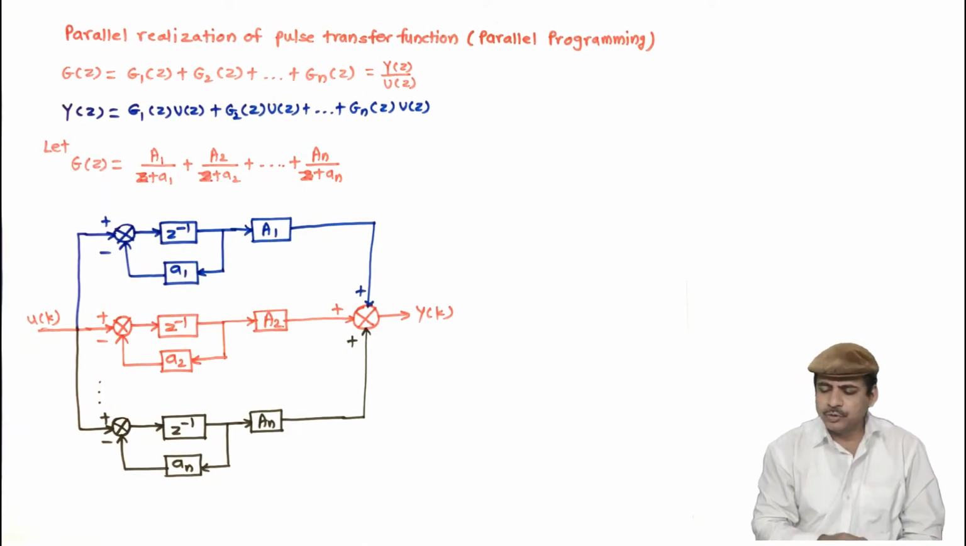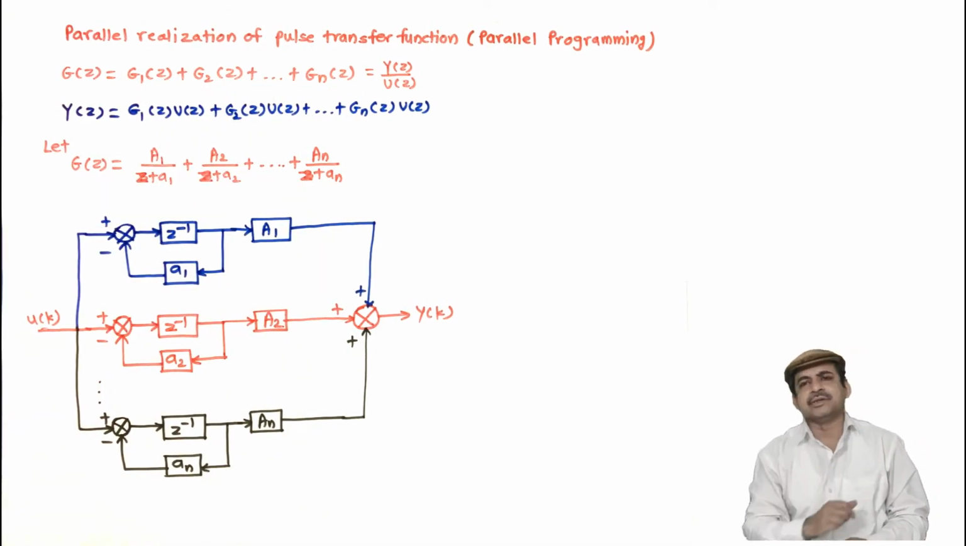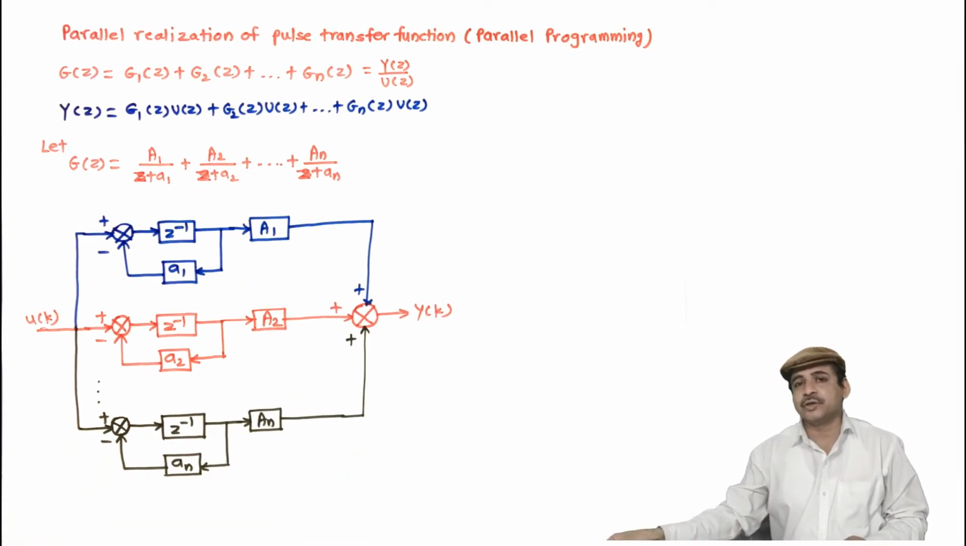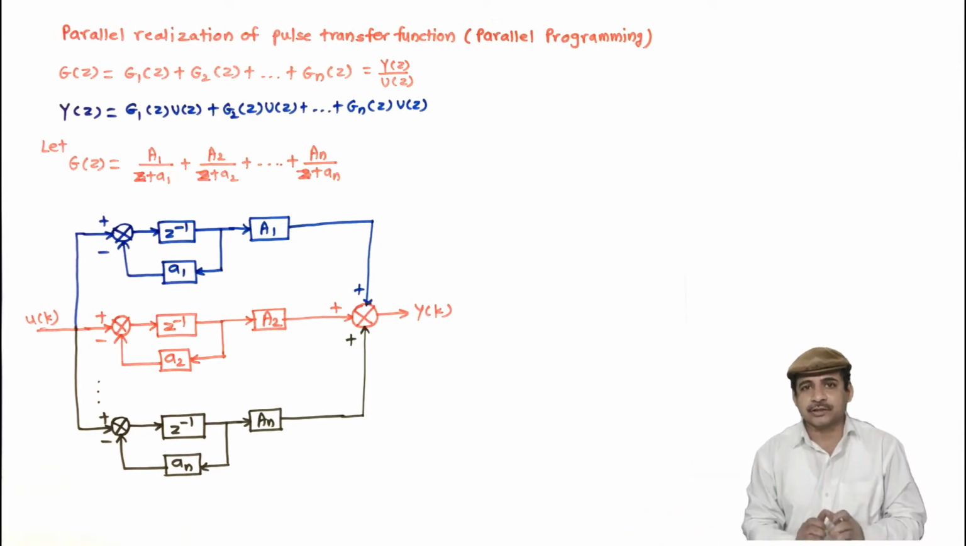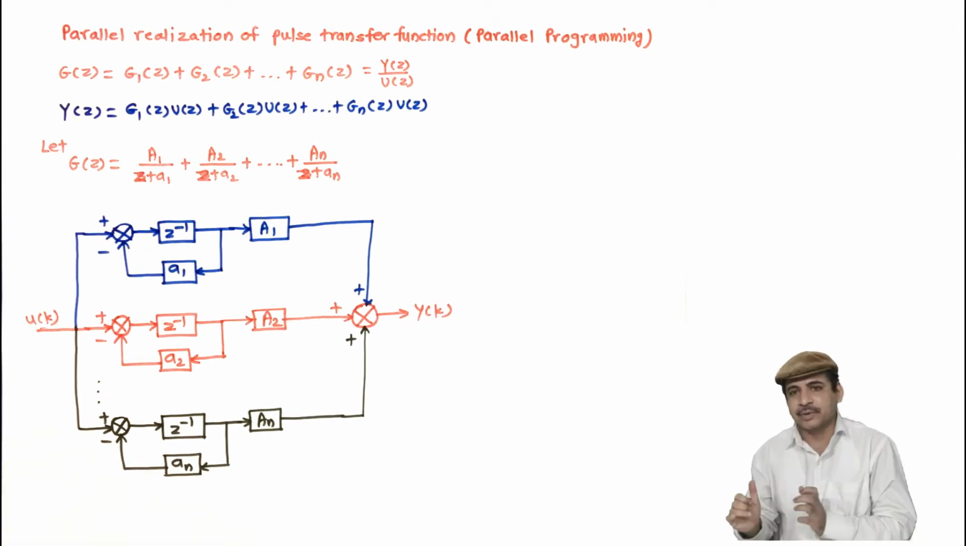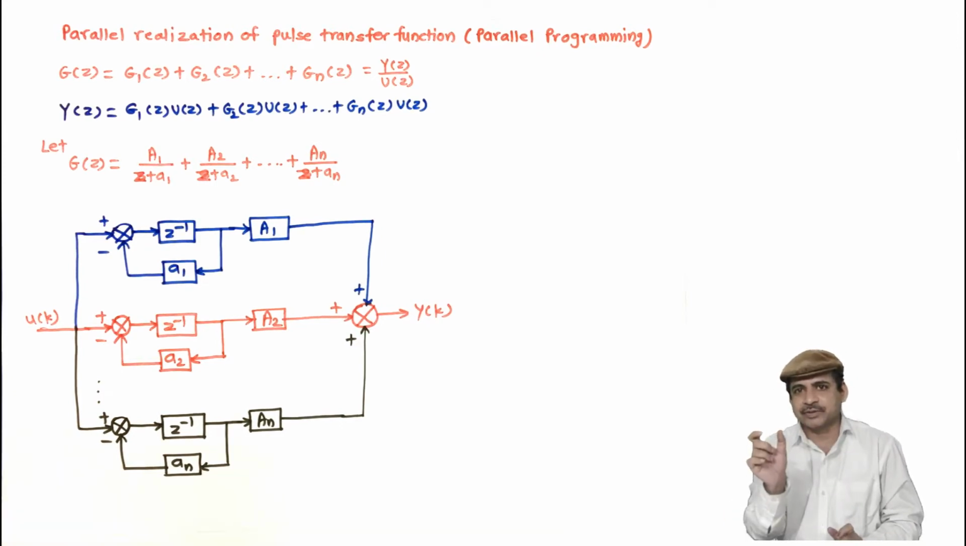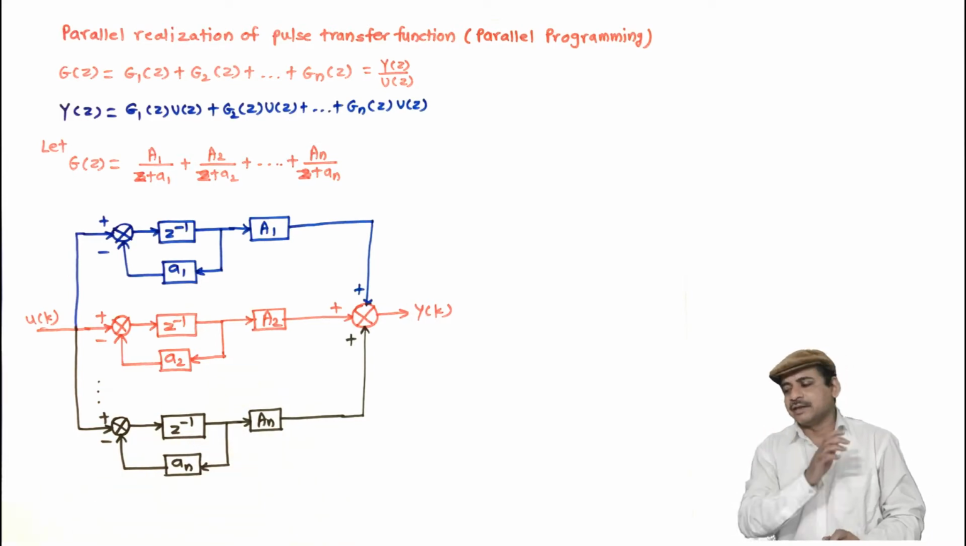Now what we will do, we will solve the same two examples now by parallel programming, and at the end you recollect all the three lectures, that is for direct realization, cascade realization and parallel realization, and solve the examples in combined, that is for a same given pulse transfer function obtain direct as well as cascade as well as parallel realization.